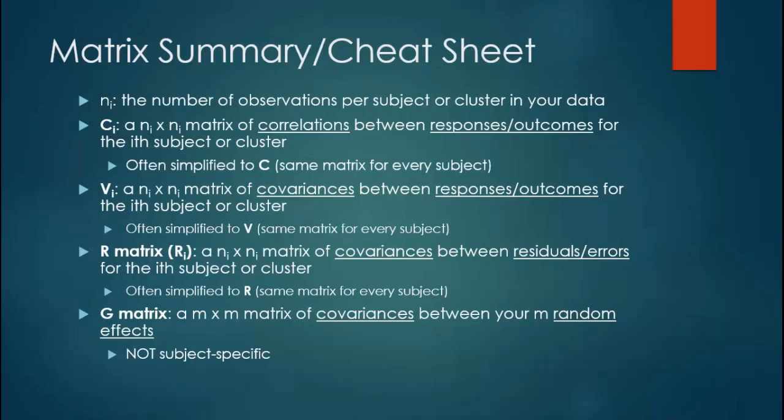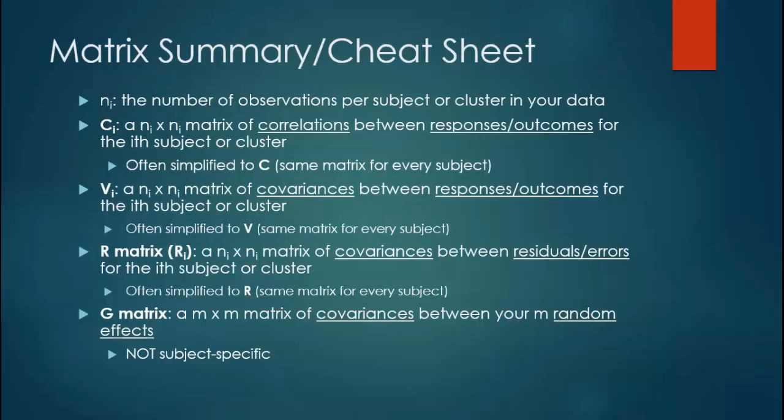Here's a key point. CI is often simplified to C, because if we tried to estimate correlation parameters for every subject, we would quickly run out of data to estimate our parameters. Again, it's a simplification thing. So we often say that we'll just take the same correlation for every subject, rather than saying we want a different correlation matrix for each of our subjects or each of our clusters. VI is a matrix of covariances between the responses or outcomes, and it's often simplified to V. The R matrix is also an NI by NI matrix of covariances, but it's the covariances between the residuals or the errors for the ith subject or cluster. And it's often simplified to just R.